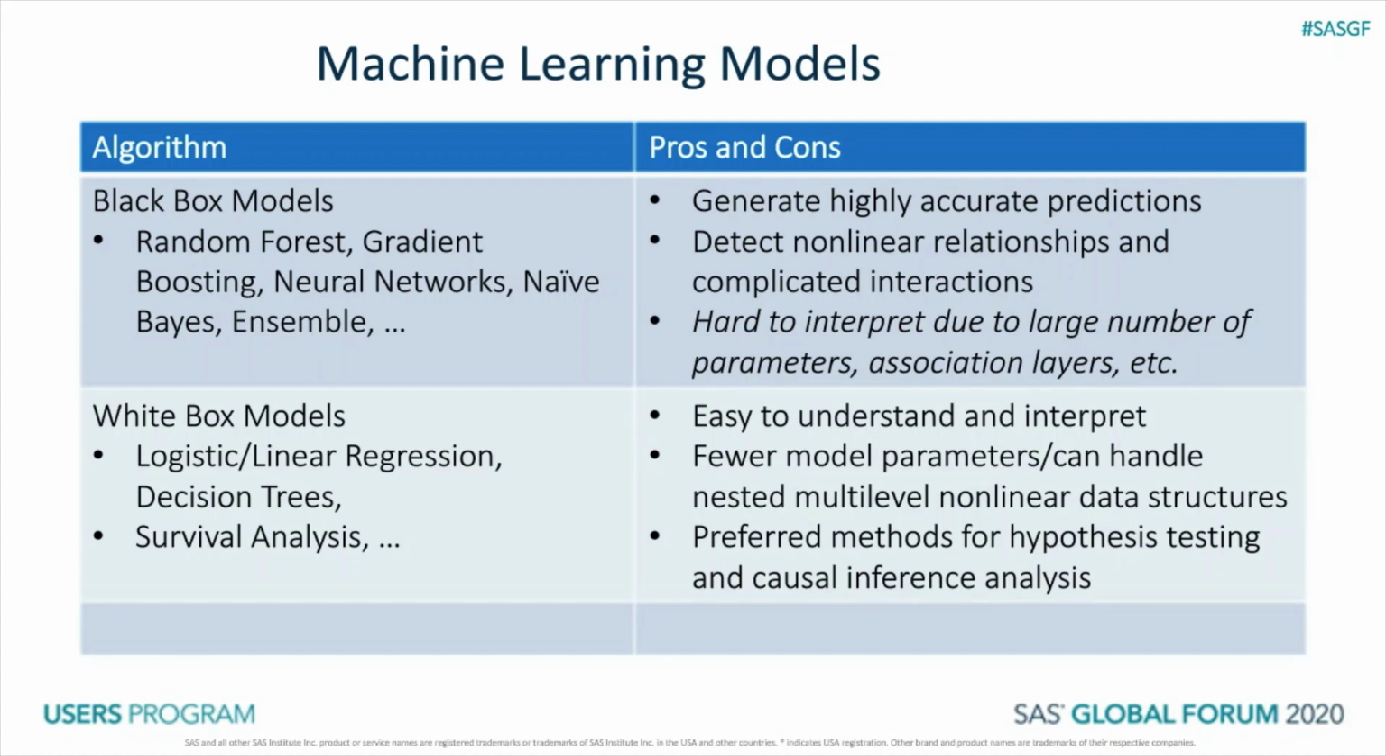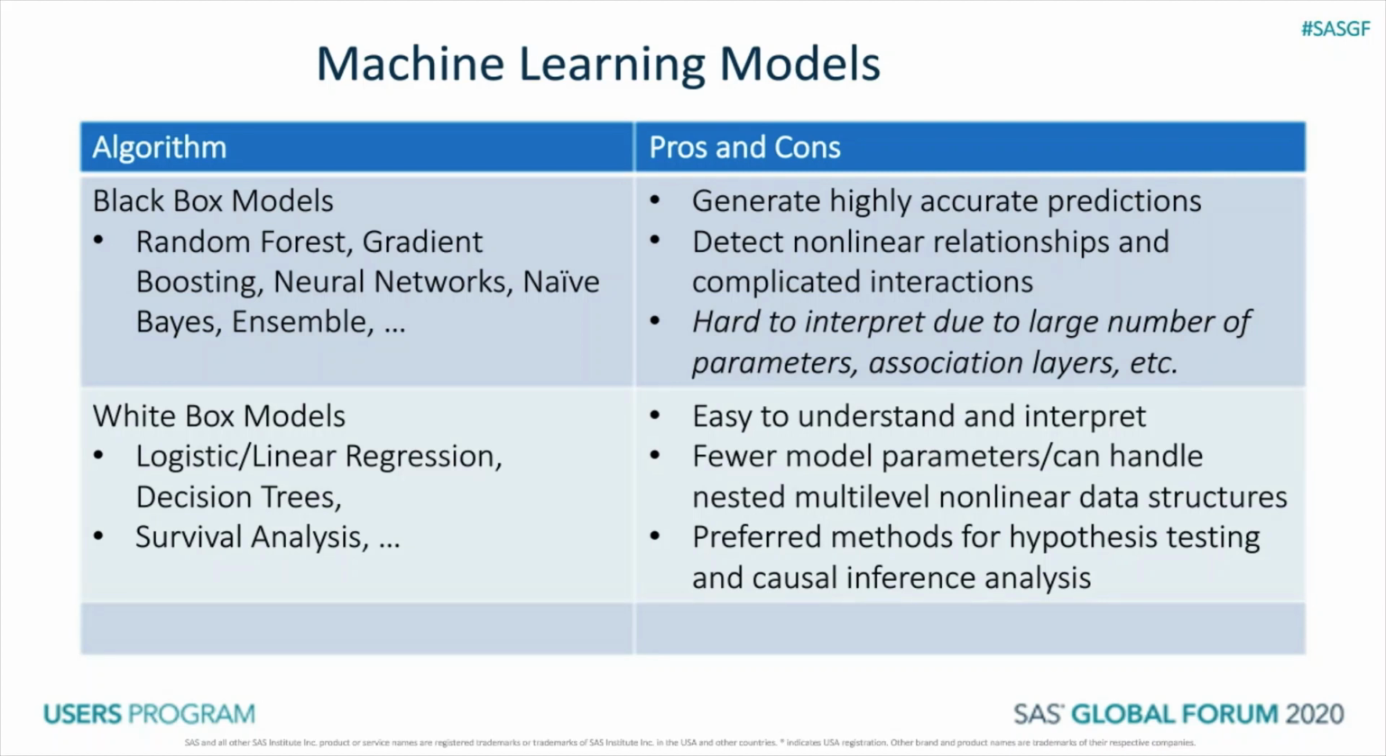White box models, on the other hand, that include logistic regression and survival analysis, are easy to understand, and it is easy to interpret the features in these models. They often contain fewer model parameters and they can handle multi-level nonlinear data structures. They are often the preferred choice of statistical methods when it comes to hypothesis testing and causal inference analysis.